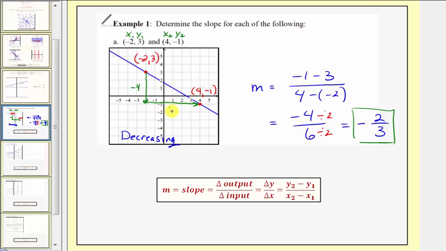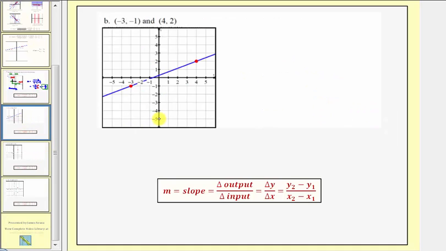was positive 6. Also notice how when we simplified, we had negative 2/3. So notice how from this point, if we were to go, instead of down 4 units, we went down 2 units, and then right 3 units, we still find another point that would be on the same line.